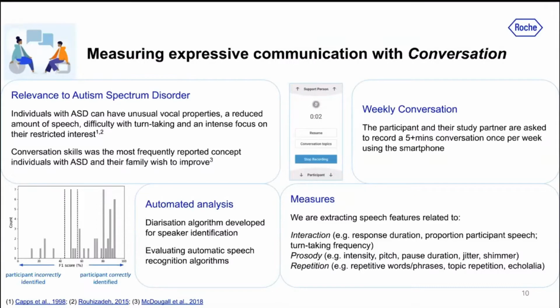We are then developing automated methodologies for analysing this data, so it doesn't need to be listened to by researchers. And these methodologies include diarisation for working out who's speaking, and then automatic speech recognition algorithms for identifying what exactly is being said. And then we extract different measures from those automated analyses, including, for example, how long they speak for, how often they take a turn in a conversation, what's their pitch and their pitch variability, which is related to how they're expressing themselves. And then repetition, are they repeating the same words or phrases or the same topics in the conversation?